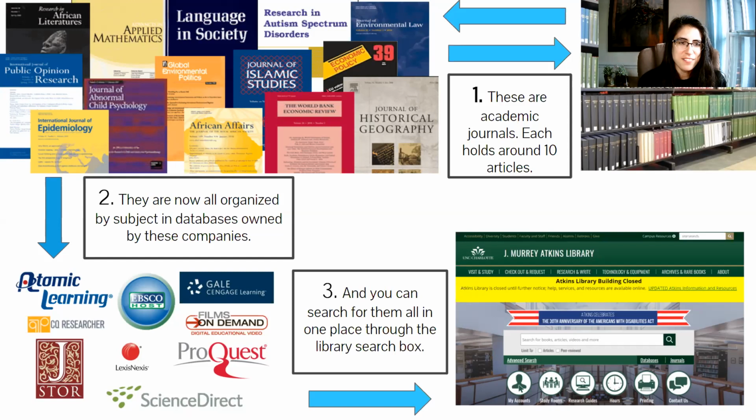Second, on the left, you can see how they are now organized in databases. These databases are owned by larger companies, and this is where it gets really confusing between what is an article, what is a journal, and why are they in these databases. If you look down on the bottom left, you'll see ones you might recognize: JSTOR, ProQuest, EBSCO. These are the companies that own the databases.